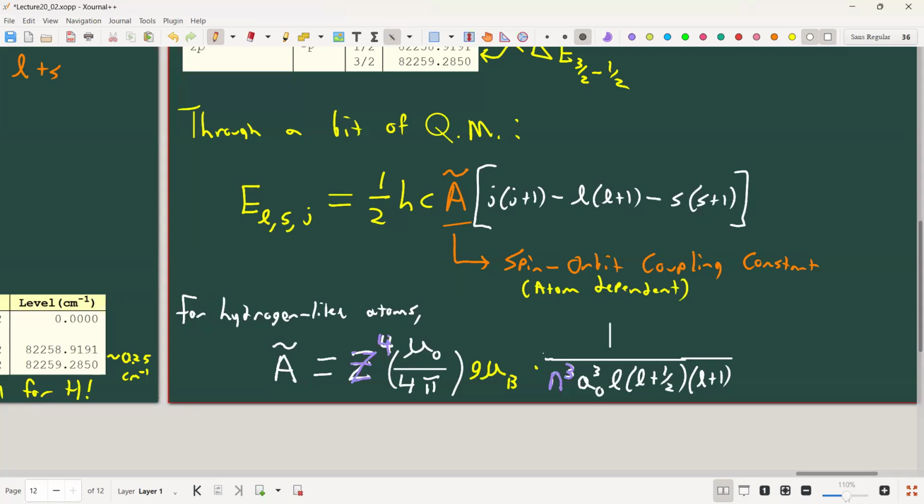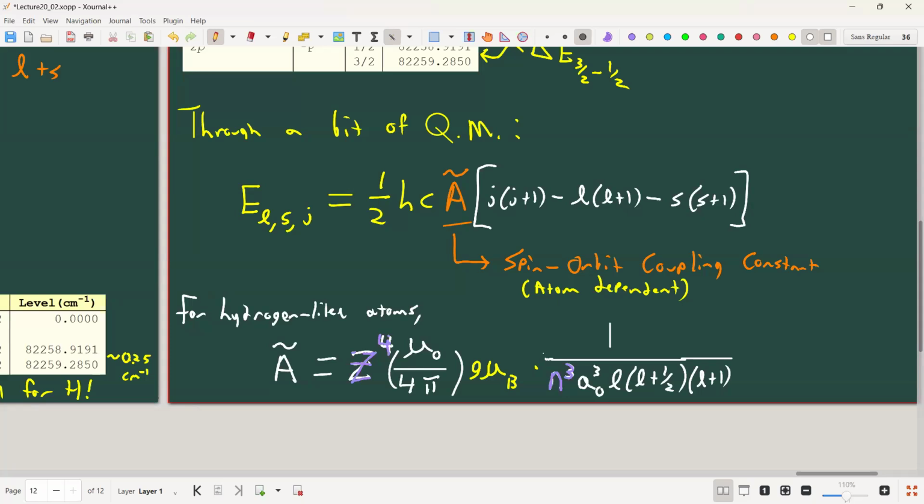Right? Because remember, the spin contributes a fixed amount of angular momentum. That's 1/2. Doesn't change. It's always 1/2. So if you have L equals 1, and you add 1/2 to it, the new angular momentum is 3/2, right? It's 50% larger than it was before. So you've increased the angular momentum by 50% by coupling the spin to a p orbit.